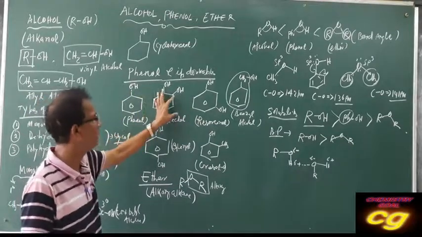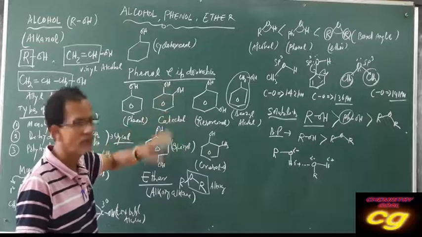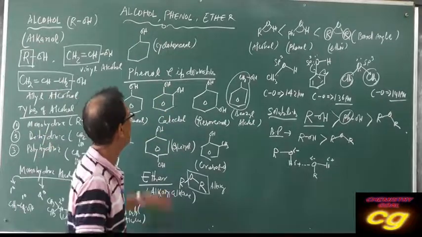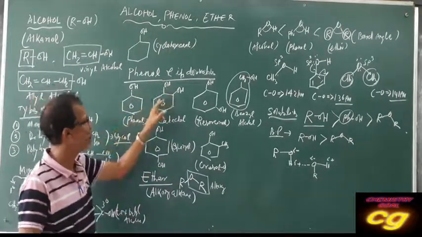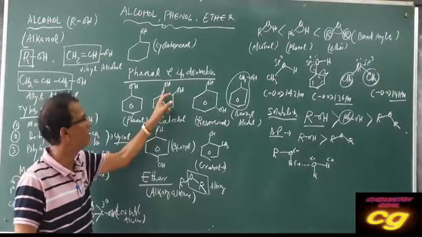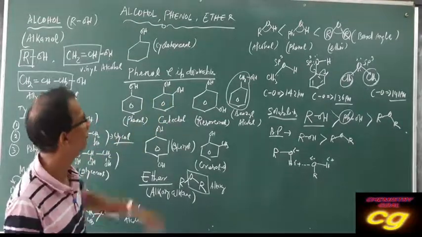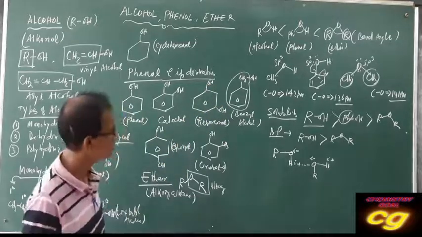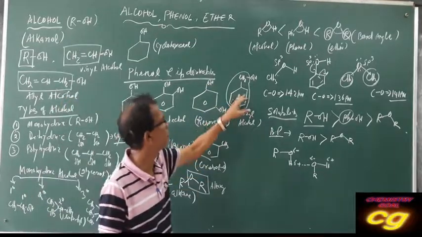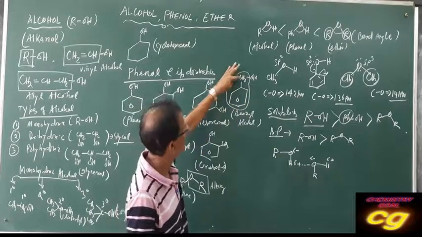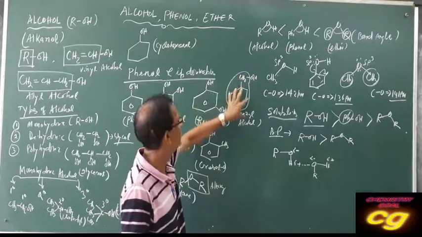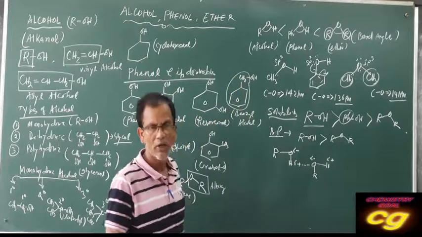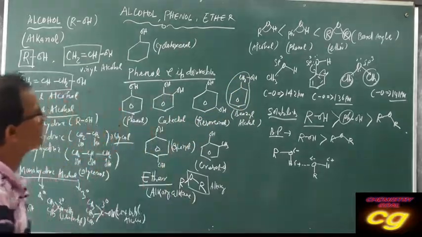Then if you see the nomenclature, alcohol is called alkanol, and phenol derivatives you can derive from benzene or from phenol. We can say it is 1,2-dihydroxybenzene, 1,3-dihydroxybenzene. We can also give the nomenclature, and this is phenyl methanol, derivative phenyl ethanol, like this.